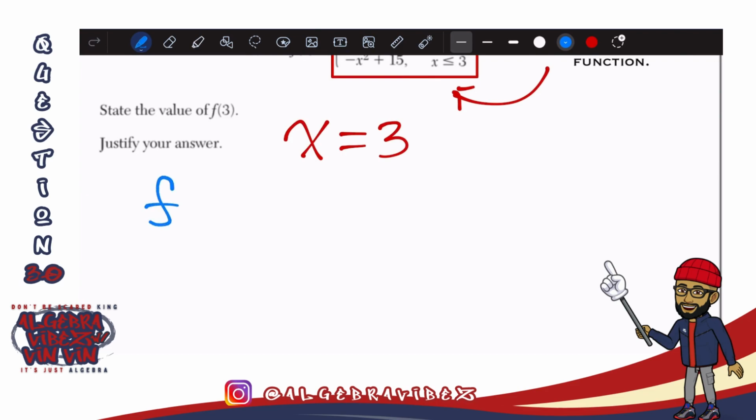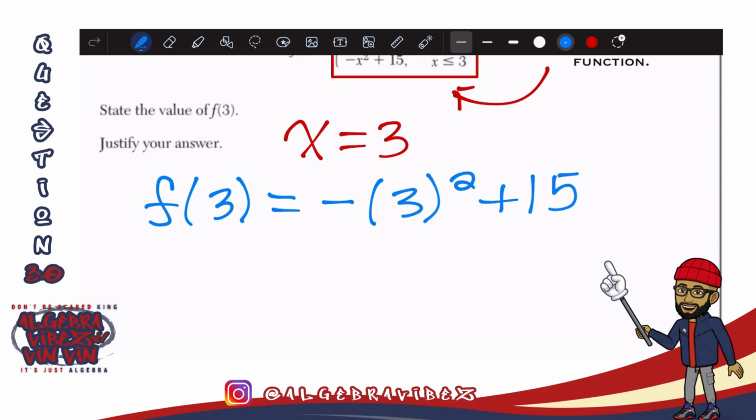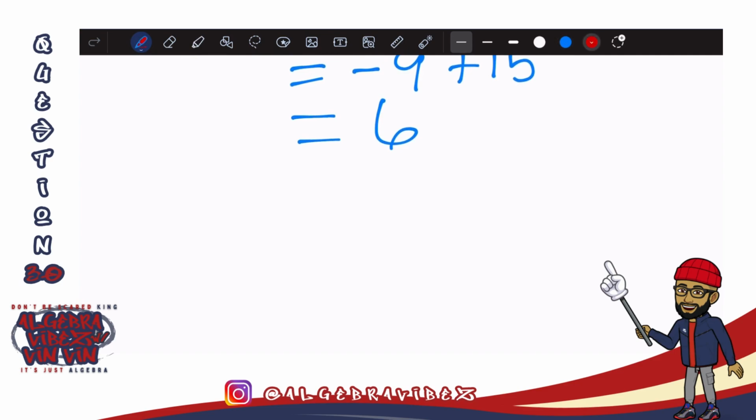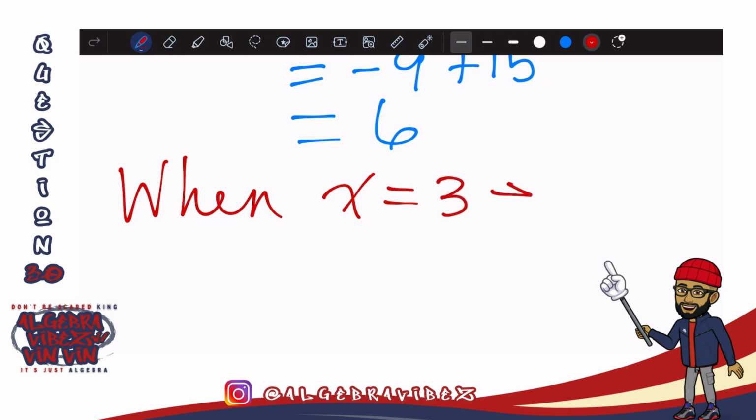So our f of 3 is equal to negative, and we're going to plug in 3 there, squared, plus 15. Now, all we're going to do is carry out the math. We're just going to go ahead, and if we distributed that and then squared it, or squared it first and then distributed, we're going to wind up with negative 9 plus 15, which then gives us the answer of 6. So you don't have to put this. I'm just going to write it down. So when x is equal to 3, f of 3 is equal to 6. That's literally it. That's our answer. Do not overthink these things. It's that simple.